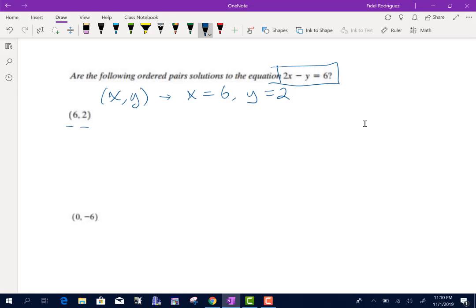So what we're going to do now, guys, we're going to write our equation. 2x minus y is equal to 6. And what I'm going to do is I'm going to come back over here. And everywhere I have an x in my equation, I'm going to plug in a 6.